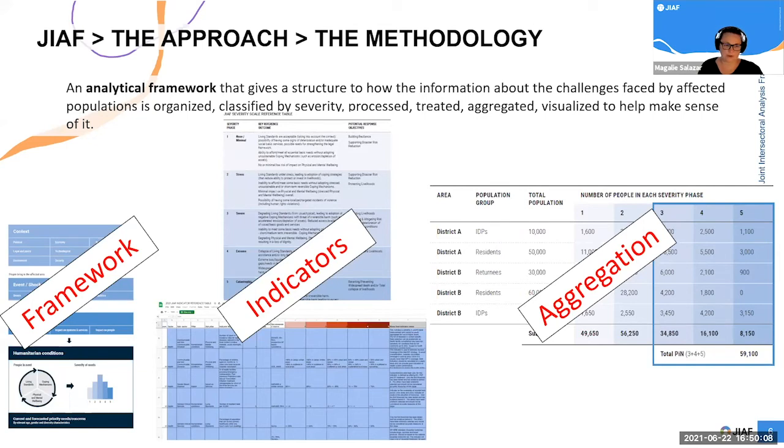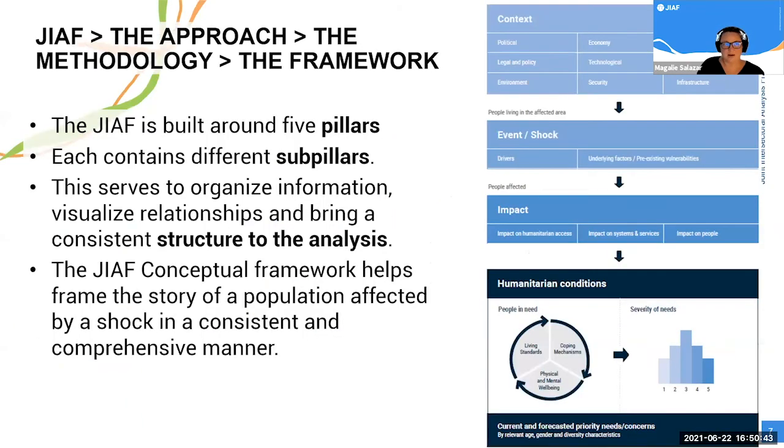that there are three components in the methodology: a framework that allows you to structure how the information is going to be processed, then indicators that allow you to measure and organize in severity classes, and then finally a computation and aggregation methodology that allows you to put everything together and obtain an intersectoral PIN. I've already mentioned a little bit the framework.